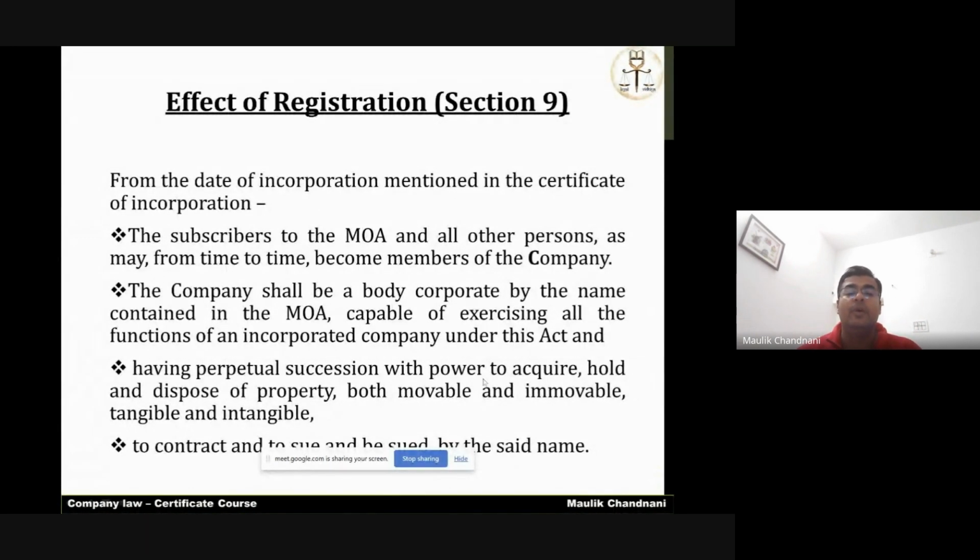The company will be given all the features and all the powers of the company, having limited liability, perpetual succession, making agreements with outsiders, all these contracts, to enter into a contract, to sue, to be sued by other persons in the name of the company. So that is the effect of the registration of the company. That is, a company is being birthed, is deemed to be born in the eyes of law. Simple. This is the effect of registration.